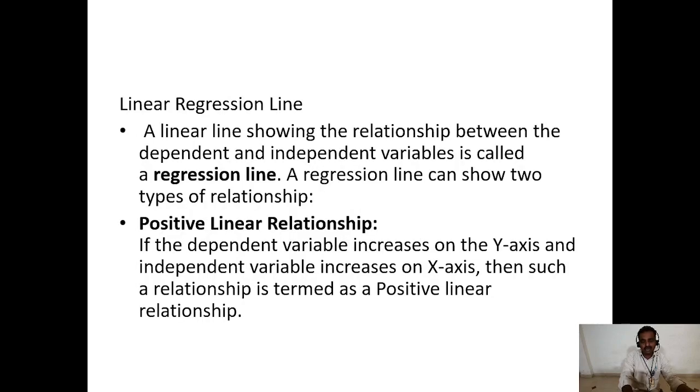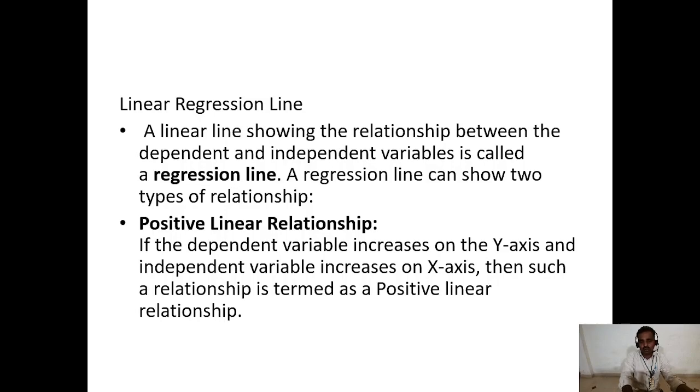So, linear regression line. What is the linear regression line? A line showing the relationship between the dependent and independent variable is called a regression line. If you draw a line between the dependent and independent variable, then it is called a regression line. A regression line can show two types of relationship: the first is a positive linear relationship, the second is a negative linear relationship.